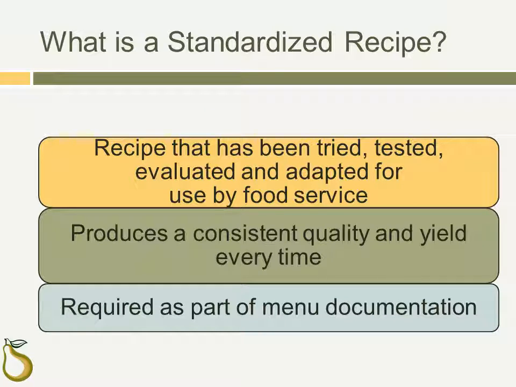A standardized recipe is a recipe that has been tried, tested, evaluated, and adapted for use by a food service operation. It produces a consistent quality and yield every time when the exact procedures, equipment, and ingredients are used. In addition to providing consistency, written recipes made from scratch combination foods are required as part of menu documentation. Sponsors must demonstrate that recipes for combination foods are meeting the meal pattern requirements. Standardized recipes are a simple way to be sure that all component contributions are accurately credited in the recipe.